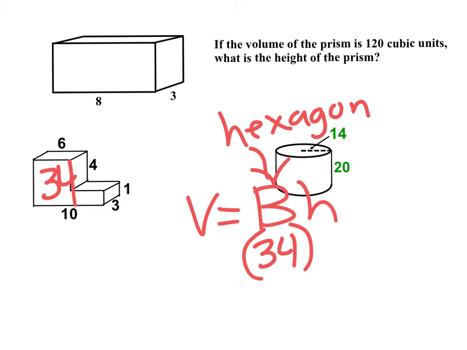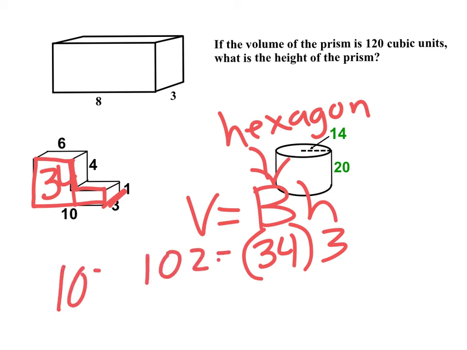We then have to determine the height. Well, how far is it from that hexagon back to the back hexagon in this case? It's 3, so I have a height of 3. So now to find the volume, all we have to do is take that 34 times 3, and we get 102. So the volume is 102 units cubed.